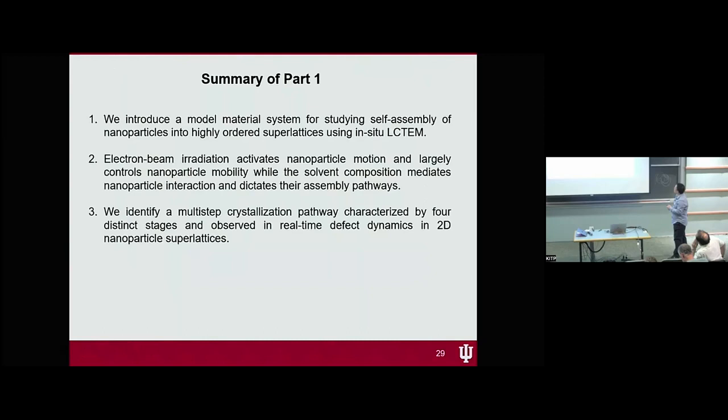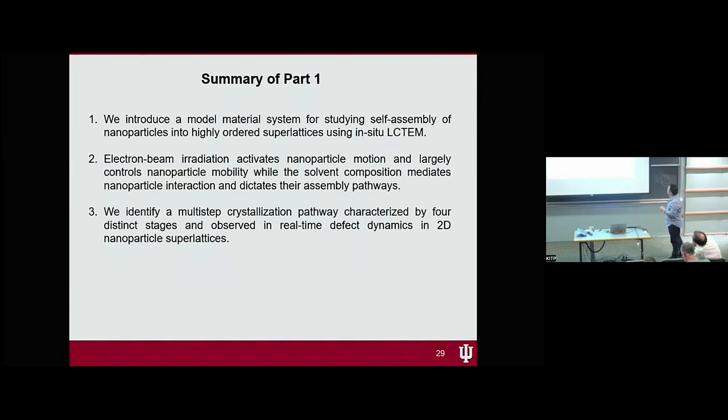So, a quick summary of this part: we introduced a model material system, namely polymer grafted gold nanoparticles, for studying controlled self-assembly into highly ordered superlattices. And we showed that electron beam irradiation actually activates nanoparticle motion under this type of imaging conditions. On the other hand, the solvent composition provides additional control that mediates nanoparticle interactions and controls their assembly pathways.